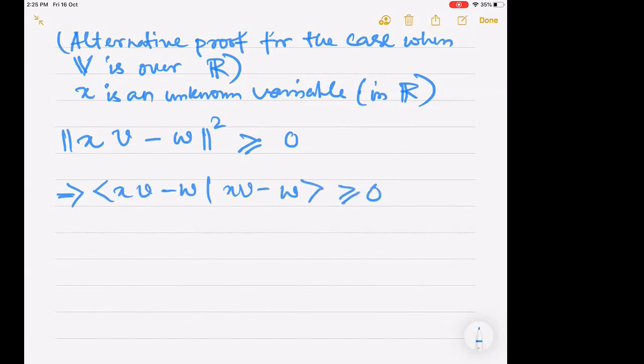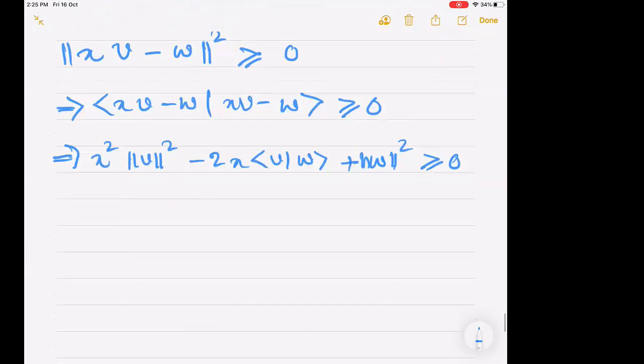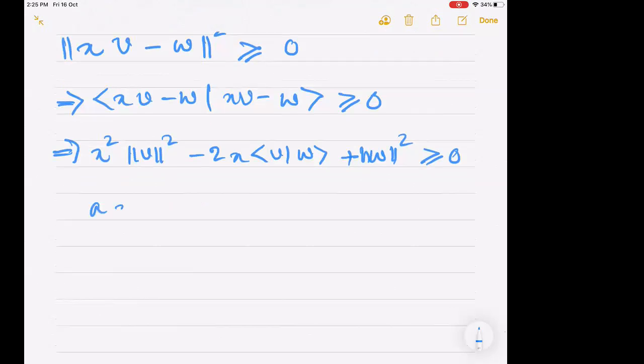Once again, I'm going to do the same trick of expanding this out. This comes out to be x squared because it's not sesquilinear anymore over real numbers. This is just linear, it's just bilinear. So this is x squared V norm squared minus 2x <V,W> plus W norm squared bigger than or equal to 0, right? Now compare this as a polynomial of the form ax squared plus bx plus c. And I'm saying that this is greater than or equal to 0 for all x in R.